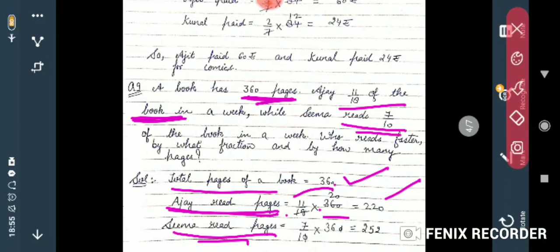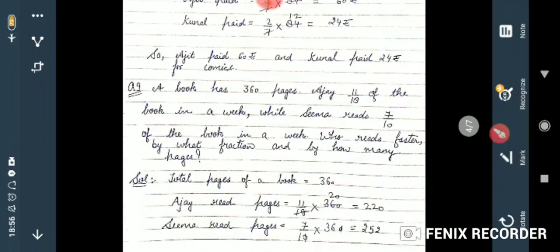Now Seema read pages. How much? 7 by 10 of the book. 7 by 10 of means multiply. How many pages? 360 pages. 0 and 0 will get cancelled. Just multiply 36 multiplied by 7, you will get 252. So how many pages were read by Seema?